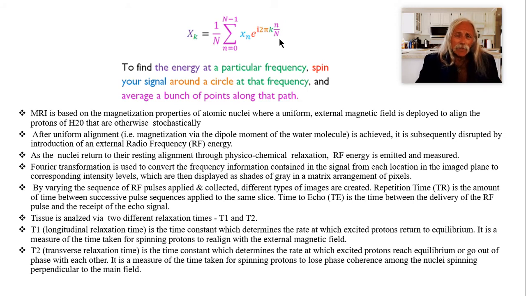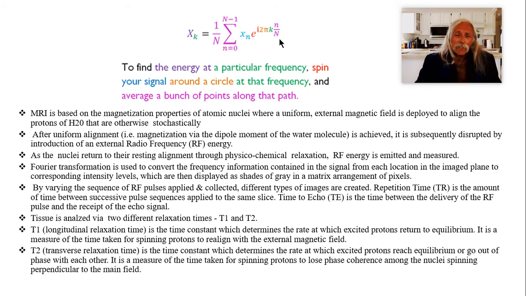By varying the sequence of the RF, again, it's the radio frequency, the frequency of those pulses, applied and then collected, right, because you're collecting the data, different types of images are created, okay? Repetition time, the TR, is the amount of time between successive pulse sequences applied to the same slice of tissue you're running through. Time to echo, or TE, is the time between the delivery of that initial radio frequency pulse and the receipt of the echo signal, which is subsequent.